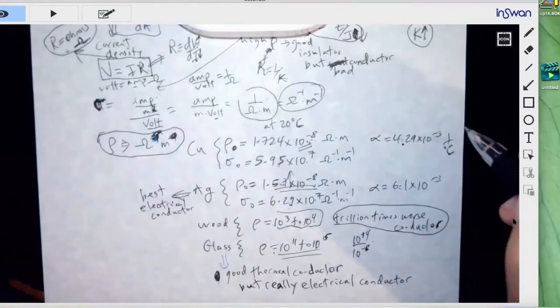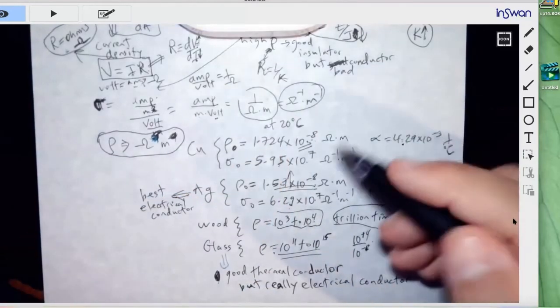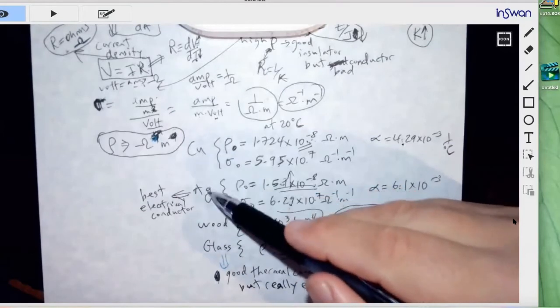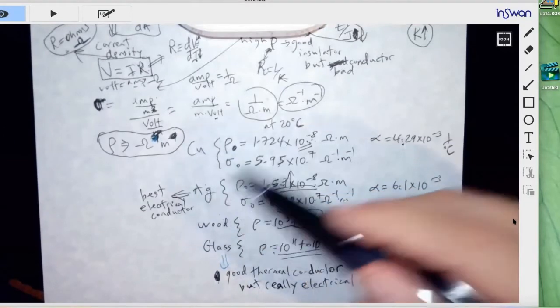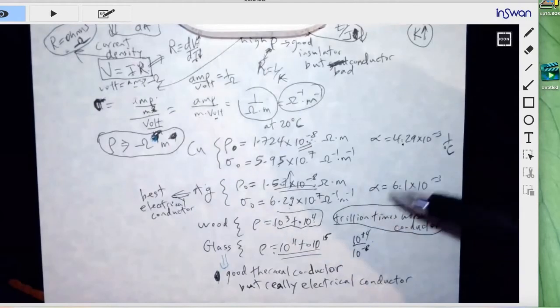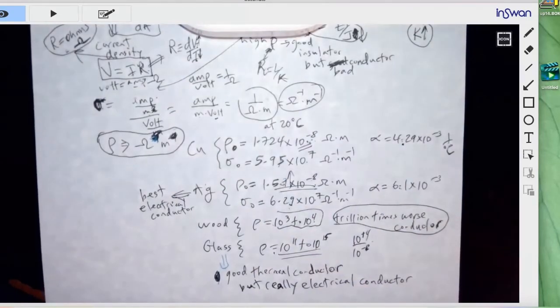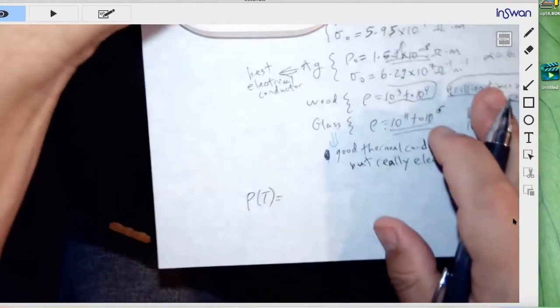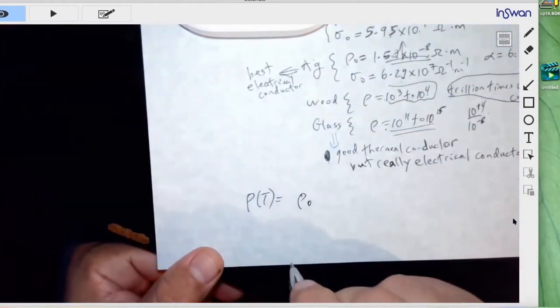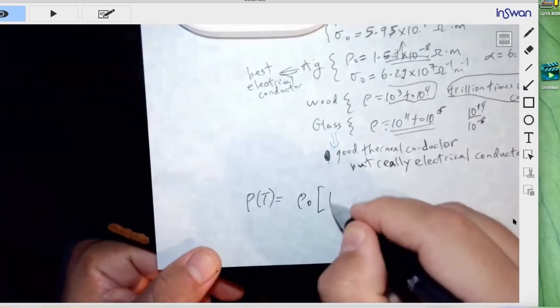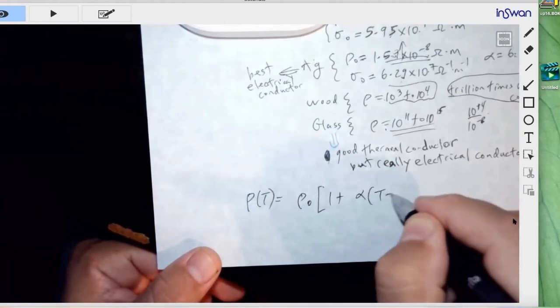So we could even ask a question: at what temperature will the silver and copper be just as conducting or just as resisting? We could find out. So the formula is rho as a function of temperature is equal to rho at 20 degrees times 1 plus alpha times T minus 20.